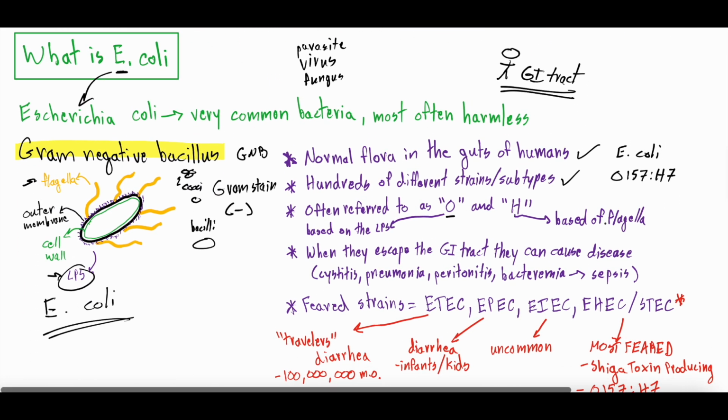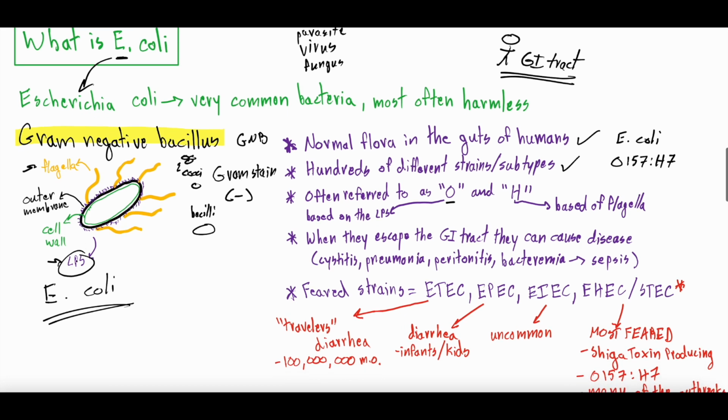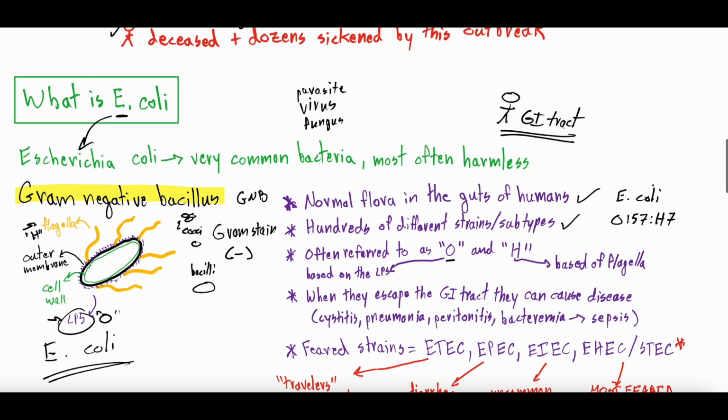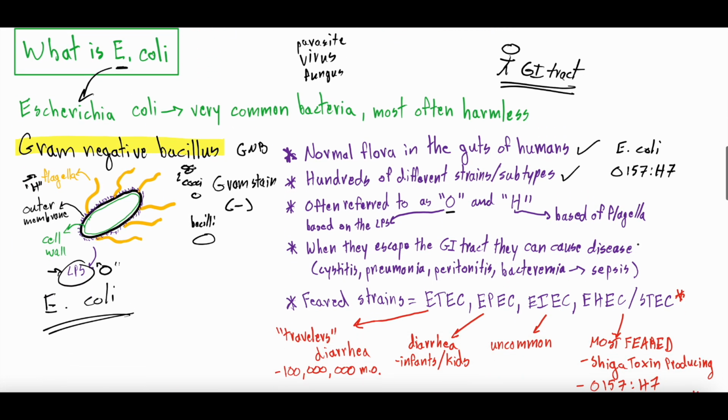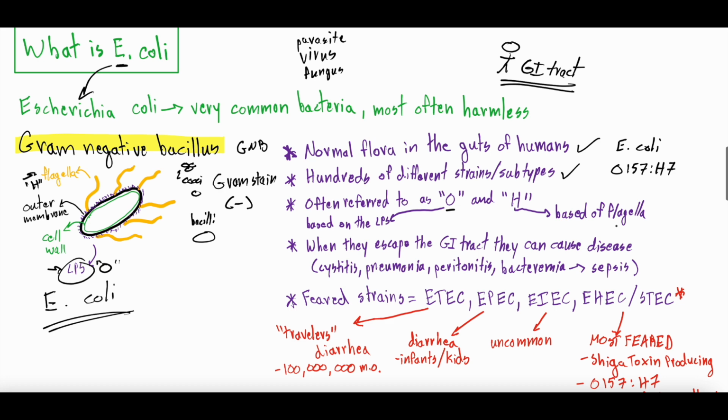The H is based on the structure of the flagella, right? So LPS is O, flagella is H. So H7 is structure 7 of the flagella. This outbreak up here was H19. Right? So this is all a way to describe the different subtypes or strains of E. coli. And the O and H are based on the lipopolysaccharide and the flagella on the outside of that specific subtype of bacteria.